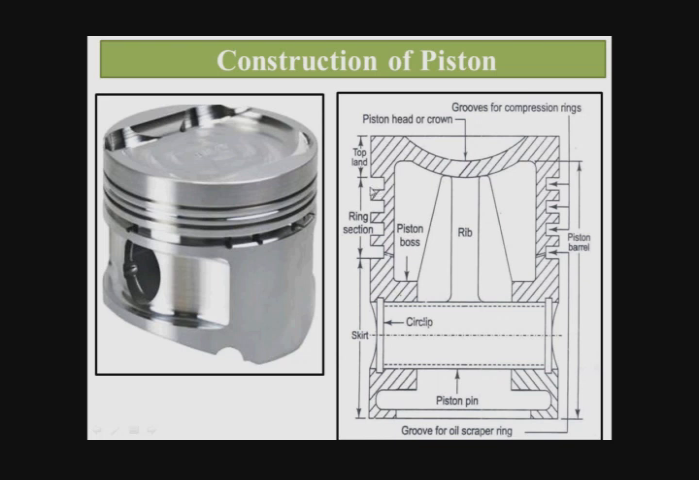These grooves are made to place the rings on the piston. This is called the top flange, and this is called the ring flange. In these grooves, piston rings will be placed. Here you can say, the total length of the piston is equal to the length of the top flange plus the length of the ring section plus the length of the skirt. By addition of these three lengths, we get the total length of the piston.